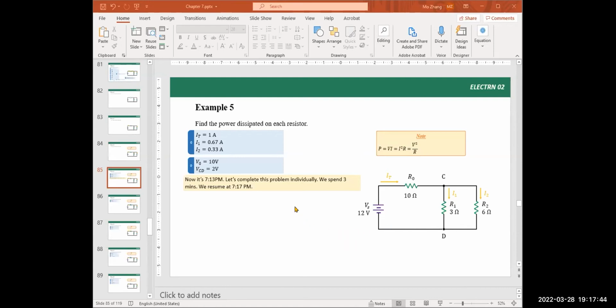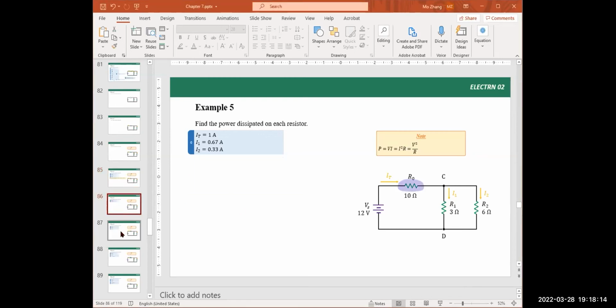Anyone get the answer already? The power dissipated on every resistor. It's good practice because we will have a few questions in the exams about finding power, and power is a super important topic in electronics. Okay, let's do it together.